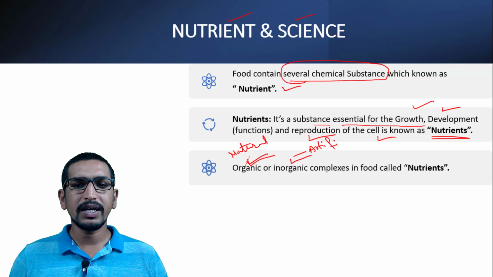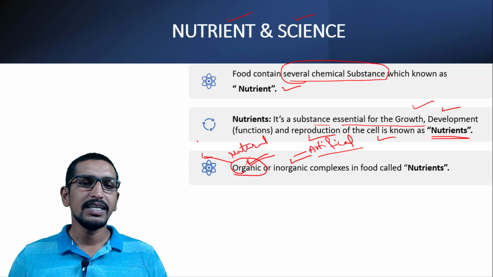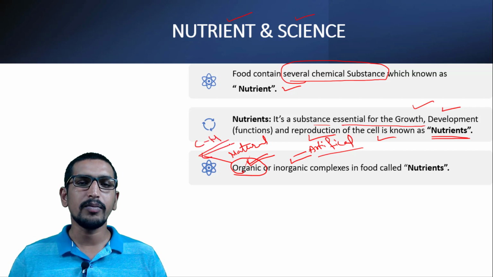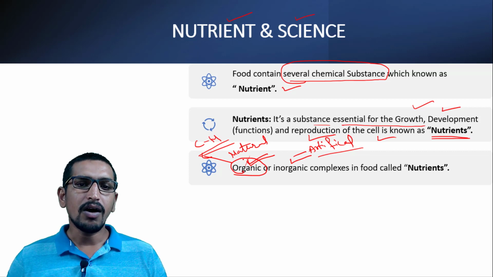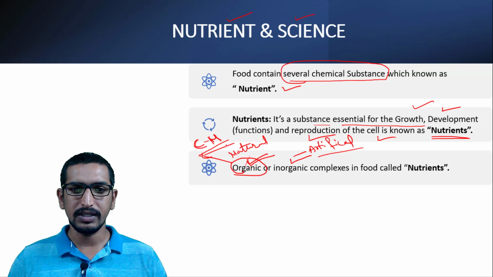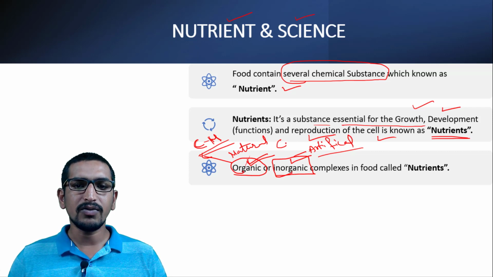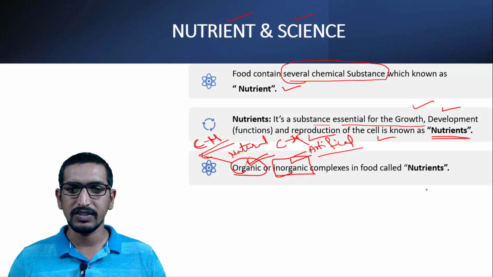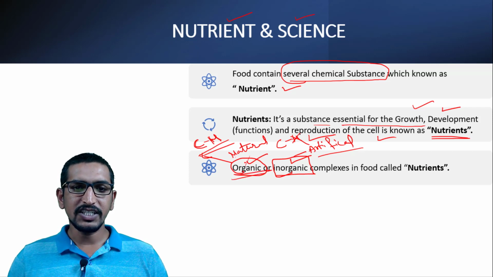In biochemistry, organic means that the nutrient has C and H bonds, carbon and hydrogen bonds, in its structure. That is the organic nutrient. An inorganic nutrient is one where there is an absence of carbon and hydrogen bonds in the structure. If the carbon and hydrogen bond is absent, that is inorganic in biochemical language. So organic is nothing but natural resource, and inorganic is nothing but artificial resource.